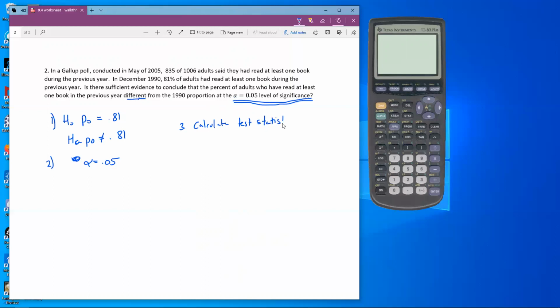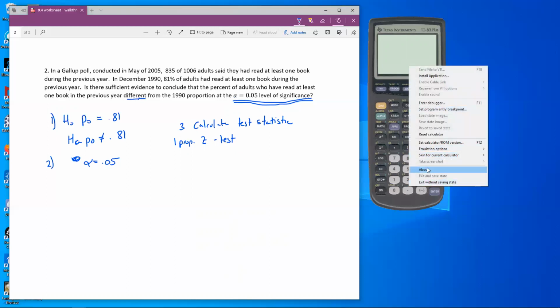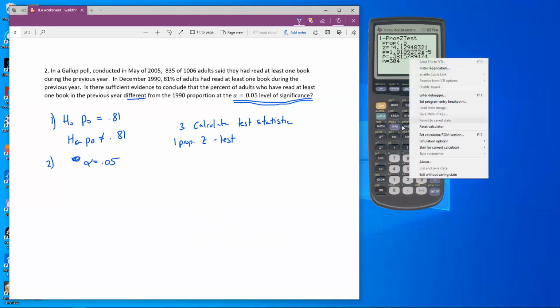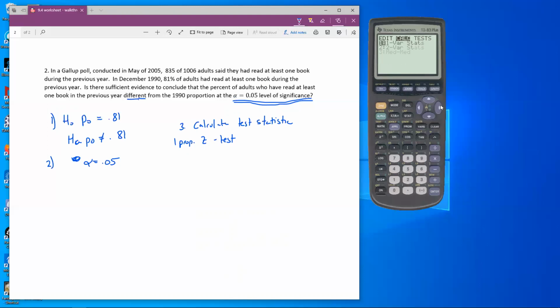Okay, so we're going to do a 1 proportion z-test. All right, let's take a look at that. So go ahead and reset the calculator here. There we go. So we're going to hit stat. We need to go over to test. And then we're going to go down to where it says 1 proportion z-test. Right, so that's what we have. And then what's our p naught? Our p naught is 0.81. So we're going to change that to 0.81.